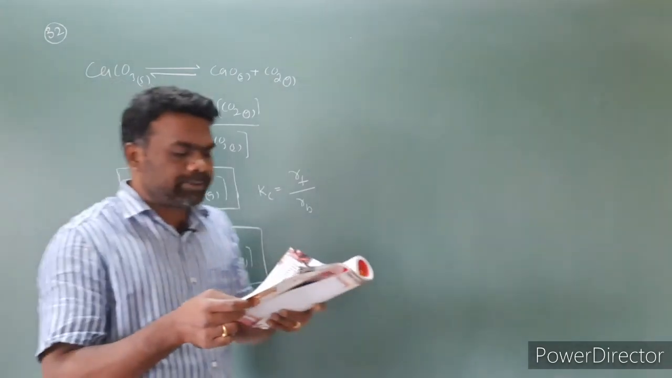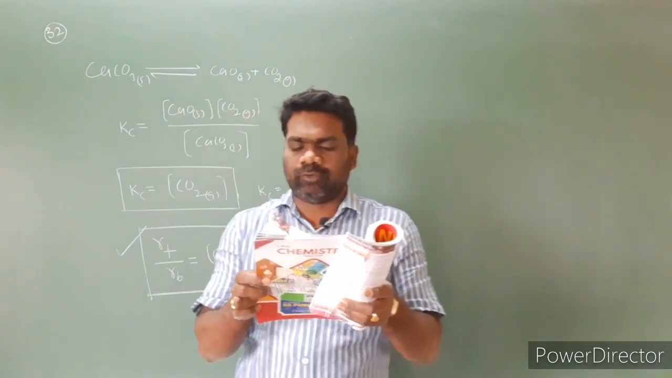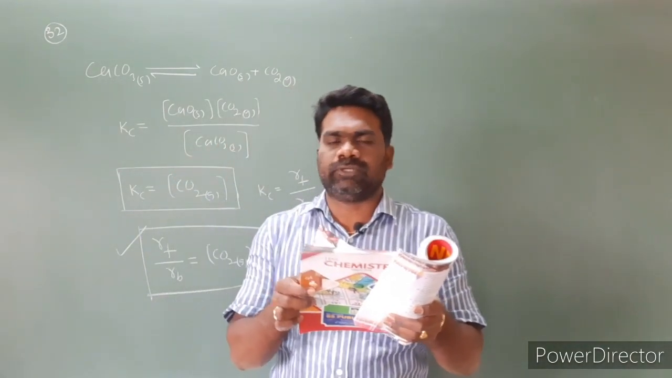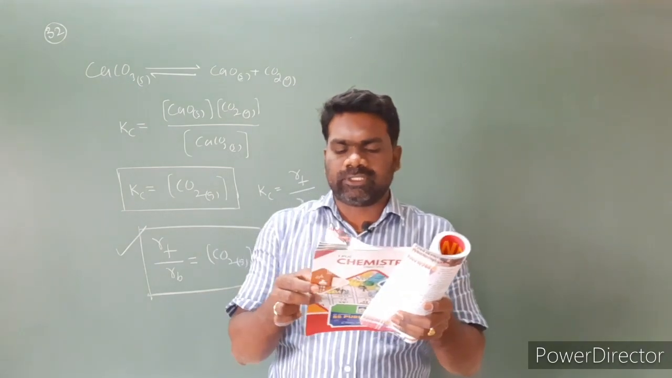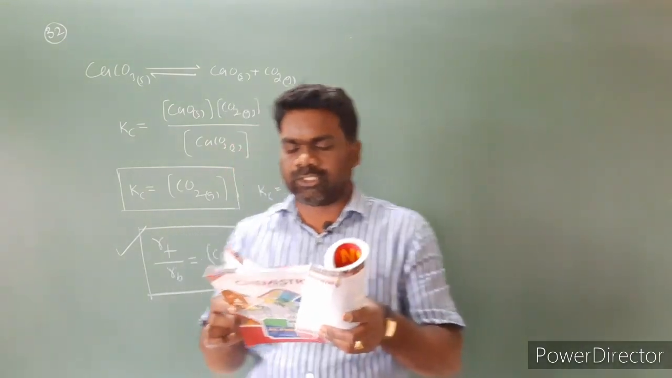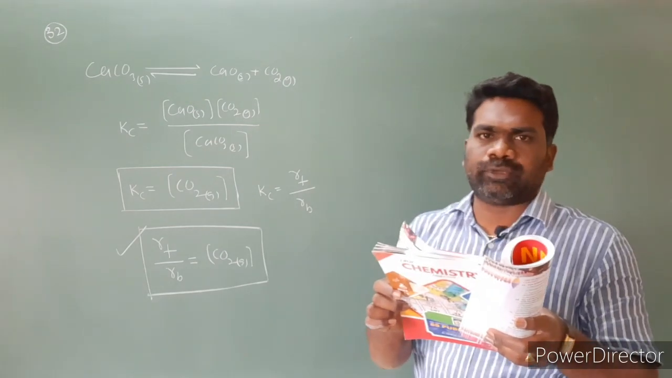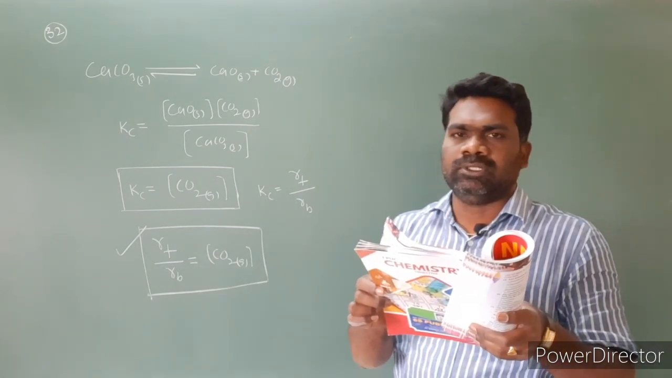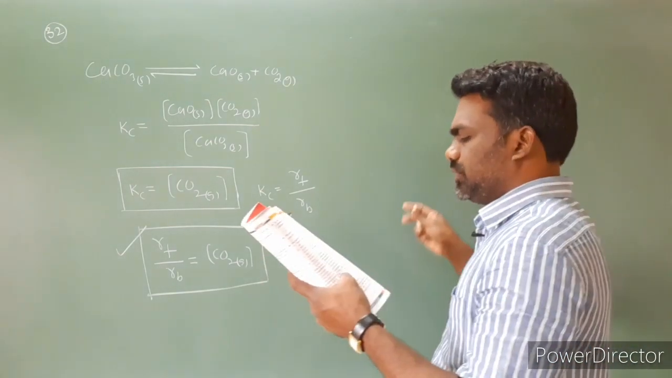Look at the options for question 32. The fourth option, Rf by Rb is equal to CO2 concentration, is correct. So for question number 32, option 4 is correct. Next, question number 33.